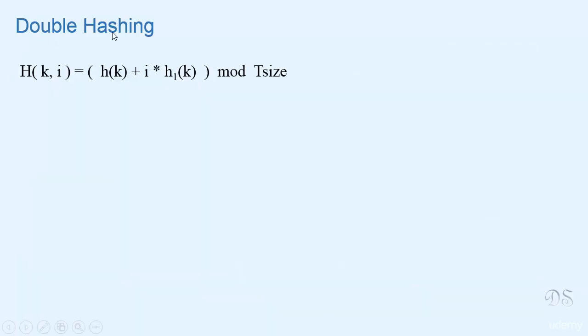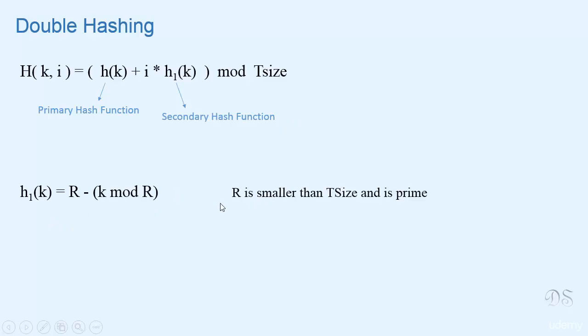This is named double hashing because we are using two hash functions here. The first hash function is called the primary hash function and the second hash function is called the secondary hash function. An example of a secondary hash function is this. Here R is a number smaller than the table size and is a prime number. Now we'll see some examples of inserting keys in a hash table of size 11 using double hashing. We'll use this simple hash function as the first hash function and this one as the second hash function.